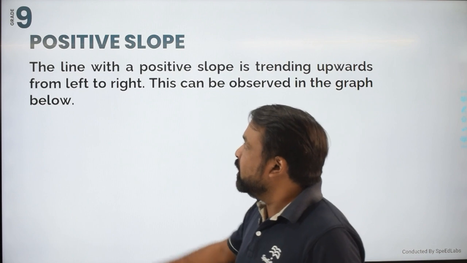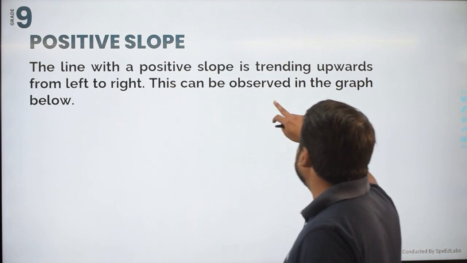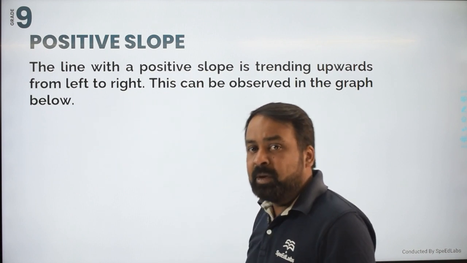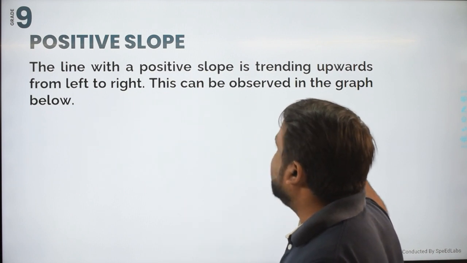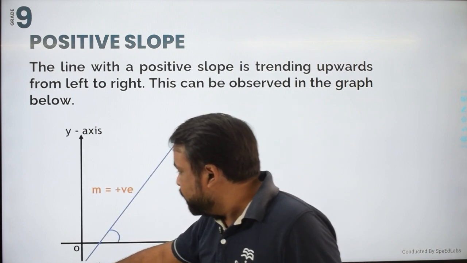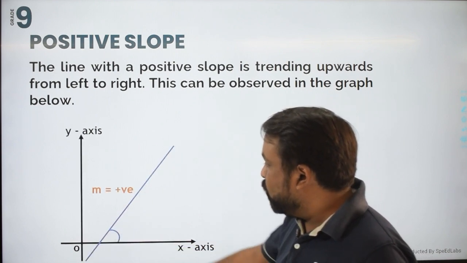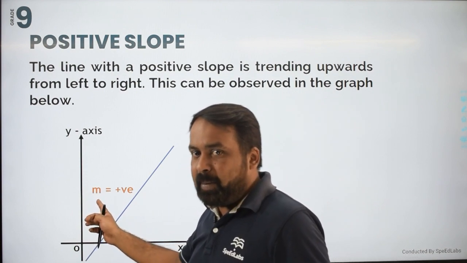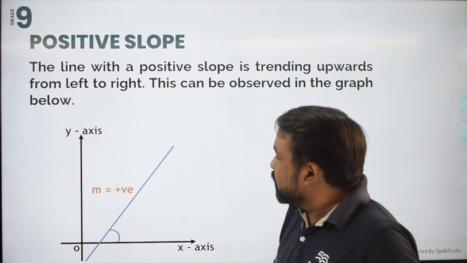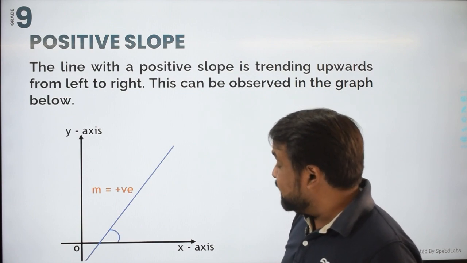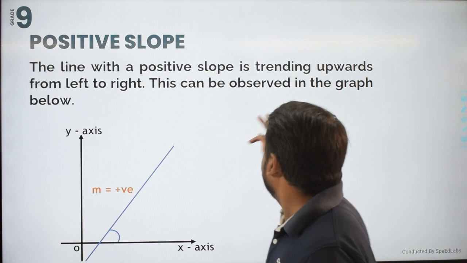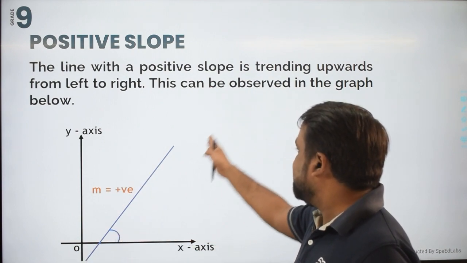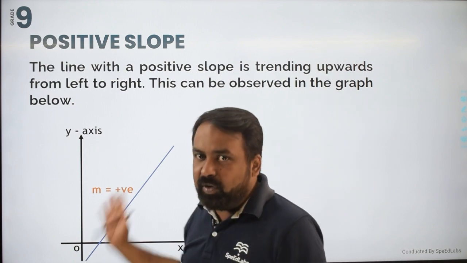First one is positive slope. The line with a positive slope is trending upwards from left to right. This can be observed in the graph below. This is a particular line, and this will give a positive slope, where slope is denoted by small m here. This is a positive slope because it is trending upward from left to right. As we move from left to right, this line is moving upwards.